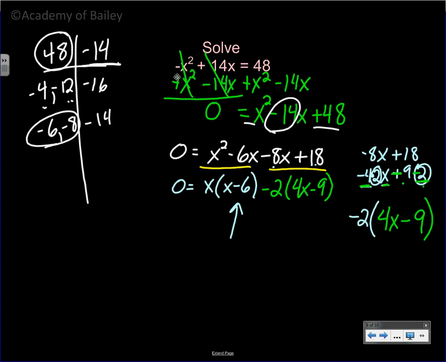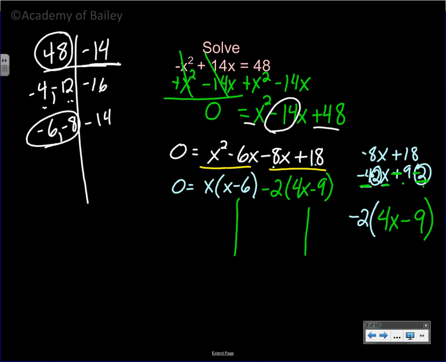And so you're looking there. You notice what you have in parentheses is not the same. You have x minus 6 and you have 4x minus 9. Those are not the same. So we are going to have a tough time factoring this one like we've been doing.